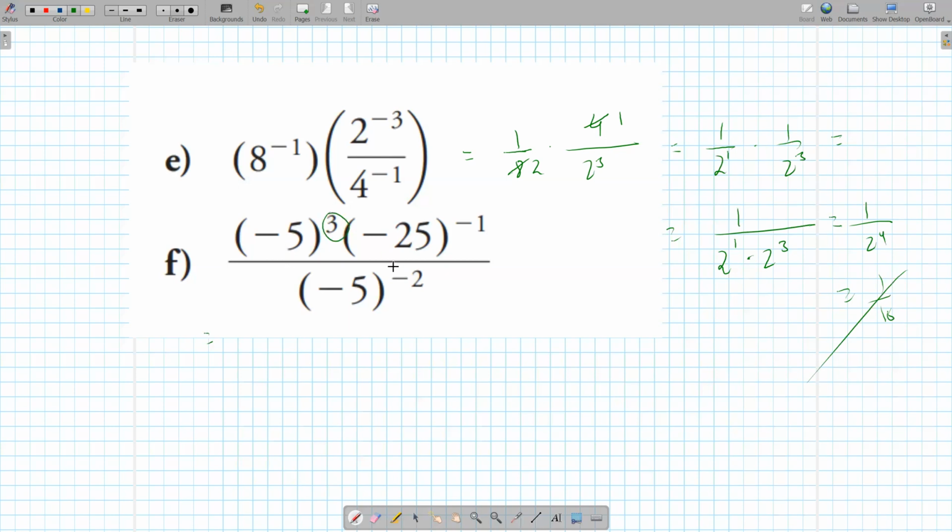Look at this. We have a 3 here. We have a -2 here. We have the same base for these. We're going to throw this up, and what does it become?